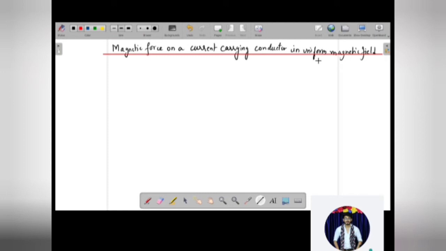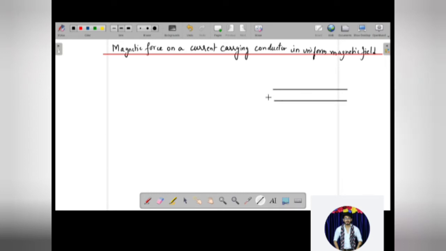Now what we have? We have the entire conductor. No doubt this conductor is going to have charged particles inside it, but now we have to find out the force acting on the entire conductor which is placed in the uniform magnetic field. So now here I am going to consider a conductor. Let's say the conductor is PQ, and this conductor PQ is placed in a uniform magnetic field.